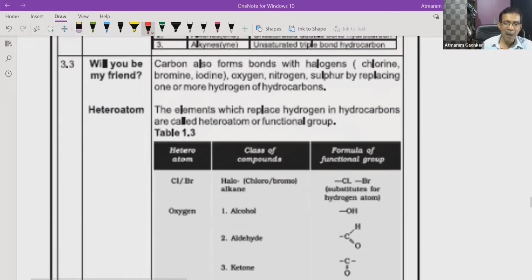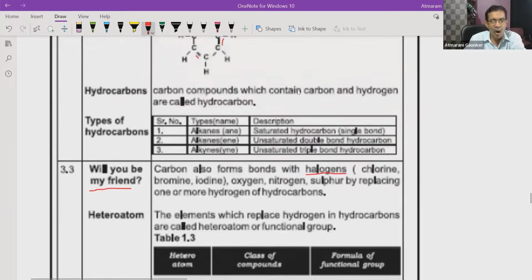Now, this part is very important for nomenclature, for writing the names. Carbon also forms bonds with halogens. What are halogens? Chlorine, bromine, iodine. These are called halogens. Then with oxygen, nitrogen, sulfur, by replacing 1 or more hydrogen from the hydrocarbons.